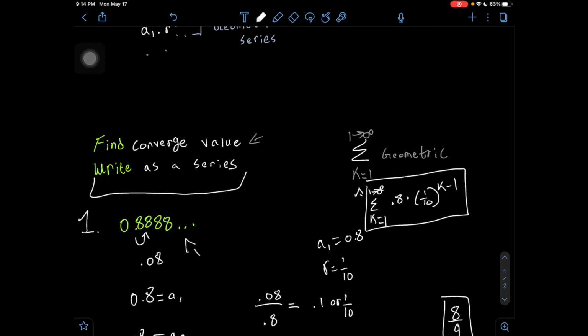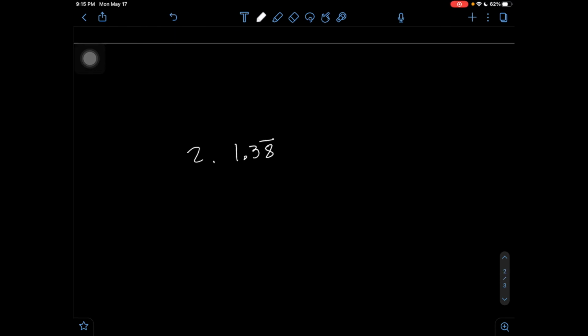Now let's go ahead and do one more practice problem. Now we need to find our a1 value. We're going to be answering the same questions we did in number 1, which is finding the converging value, as well as writing the decimal as a series.